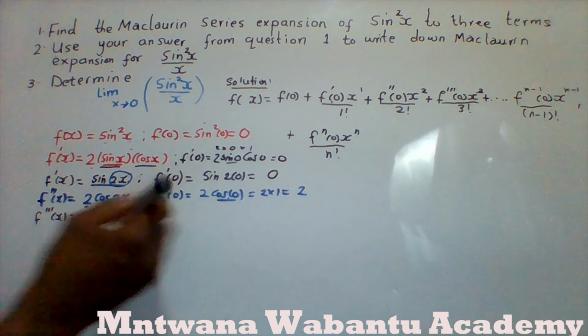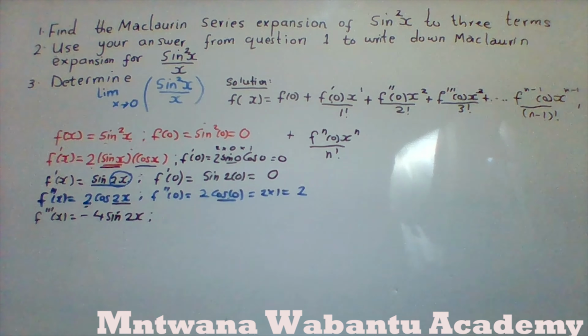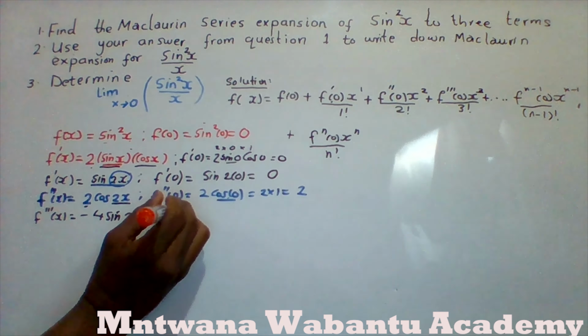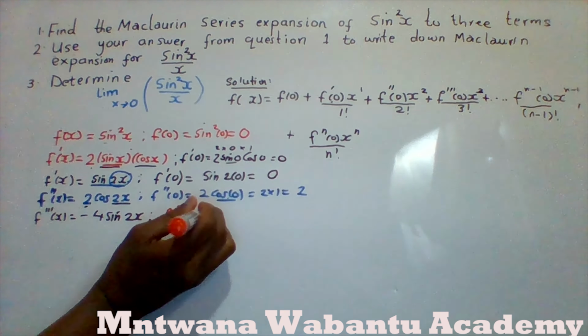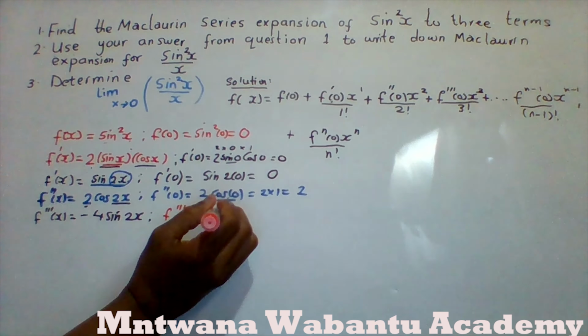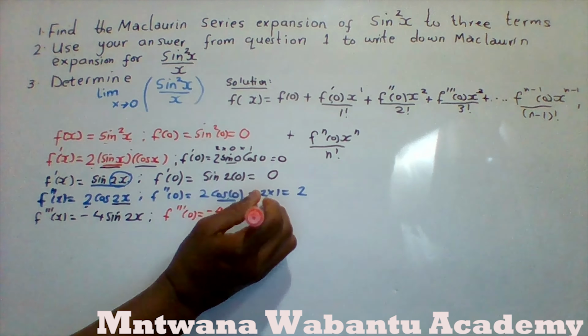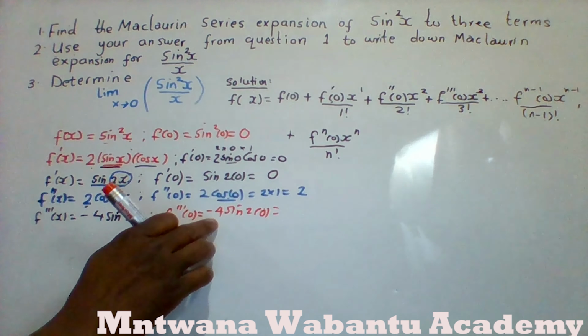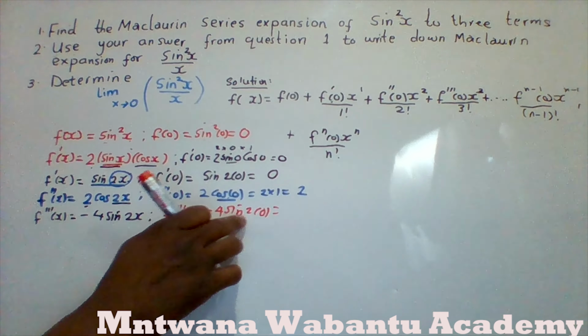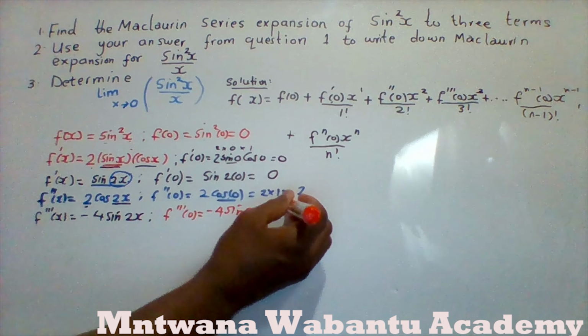Now we substitute 0 there. So substituting 0 here is going to be f third prime of 0. This is going to be negative 4 times sine of 2x, and sine of 2x means the sine of 2 times 0. So negative 4 times sine of 2 times 0, which equals 0. Everything is going to be 0. You can plug it in the calculator.